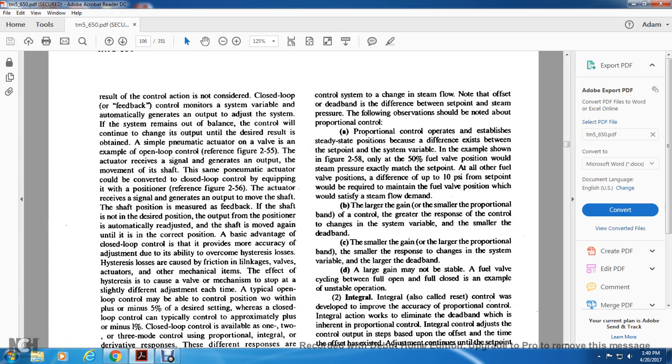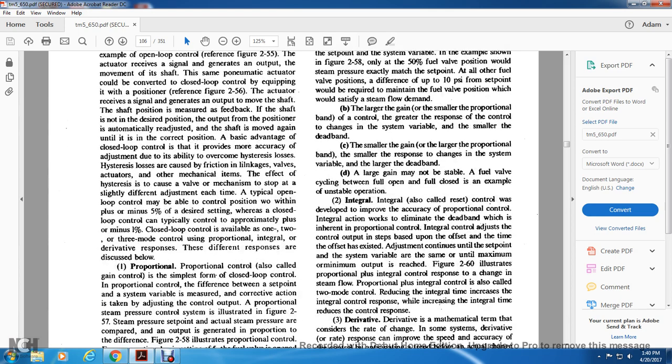The following observations should be noted about proportional control. Proportional control operates in established steady state positions because a difference exists between the set point and the system variable. In the example of figure 258, only at a 50% fuel valve open position would the steam pressure exactly match the set point. At all other fuel valve positions, a difference of up to 10 psi from the set point would be required to maintain fuel valve position and satisfy the steam flow demand. The larger the gain, the smaller the proportional band, the greater the response of the controller to change in the system variable, and the smaller the dead band. The smaller the gain, the larger the proportional band, the smaller the response to change in the system variable, and the larger the dead band. A large gain may not be stable. The fuel valve cycling between full open and full close is an example of unstable operation.